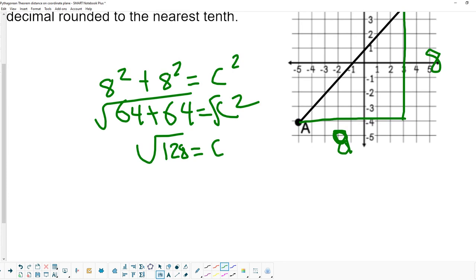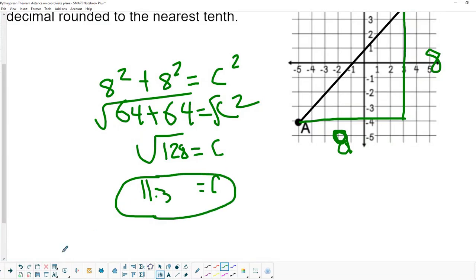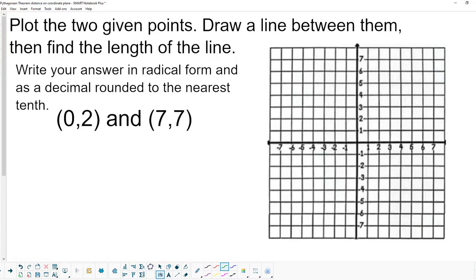And then we do the square root of 128 using our calculator. 128 square root, and we get 11.31. So c equals 11.3. Okay, so 11.3 for c on that one. Keep it going. Okay, now as we get closer to the end here, notice that we're giving you less and less information.